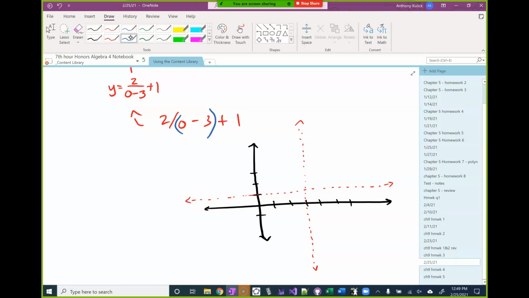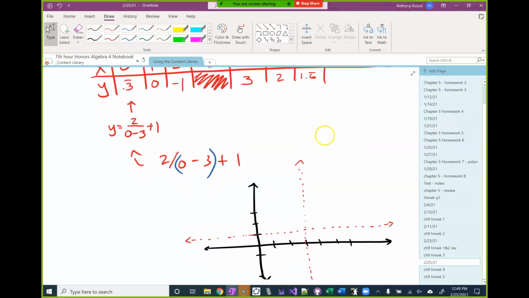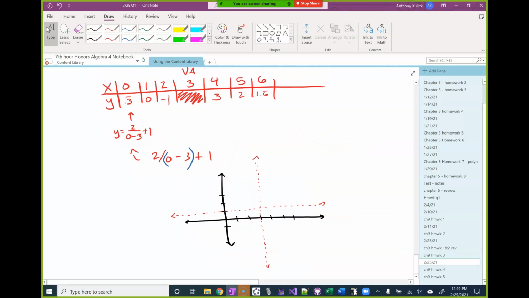And now I'm going to plot my points. So what do we got here? 0 and 0.3, 1 and 0, 2 and -1. So then I'm going to start by following my asymptote. I'll go through my points. Then I'll follow my other asymptote.